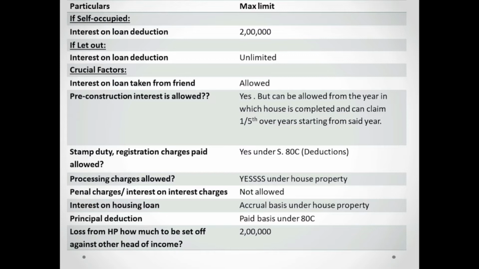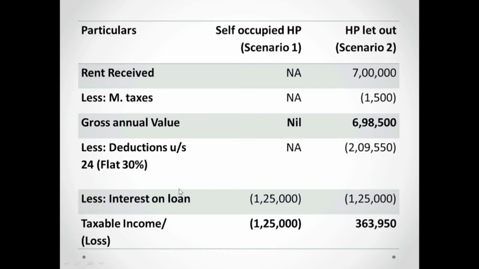Yes, processing charges are allowed as a deduction under house property. Where it will come, I want to take you to the earlier slide. In this, you can see the interest on loan, right? The section says interest includes every other charge which is incurred directly in relation to the loan and levied by the bank. Hence, processing charges or any other service charges will be allowed as a deduction.